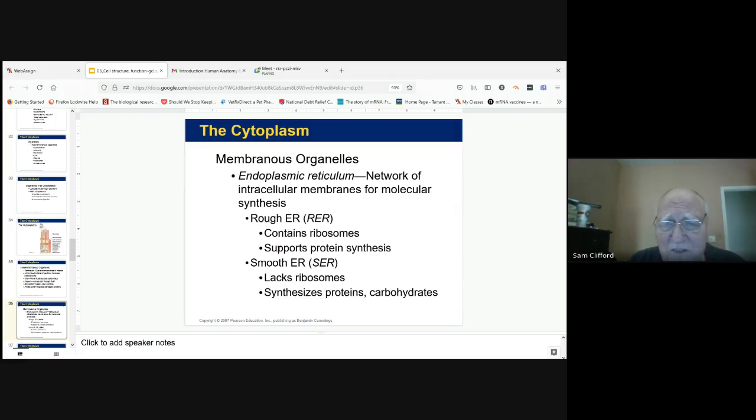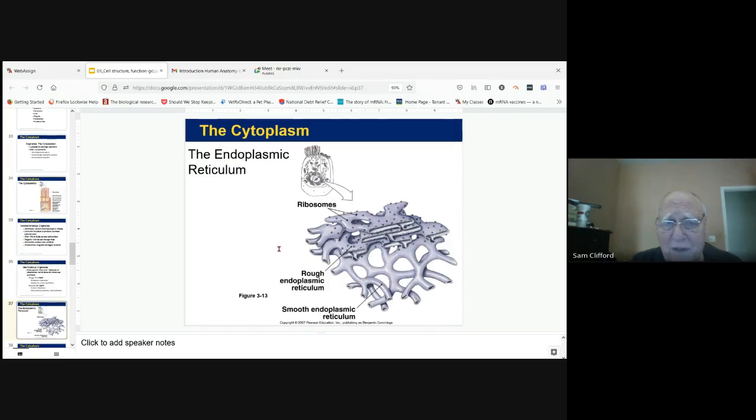It's two types, rough and smooth. The endoplasmic reticulum is a connected network of tubes. Rough endoplasmic reticulum has ribosomes, which are involved in protein synthesis. Ribosome is the site where proteins take amino acids, join them together, and make proteins. Here's the smooth endoplasmic reticulum. No ribosomes on the smooth endoplasmic reticulum.